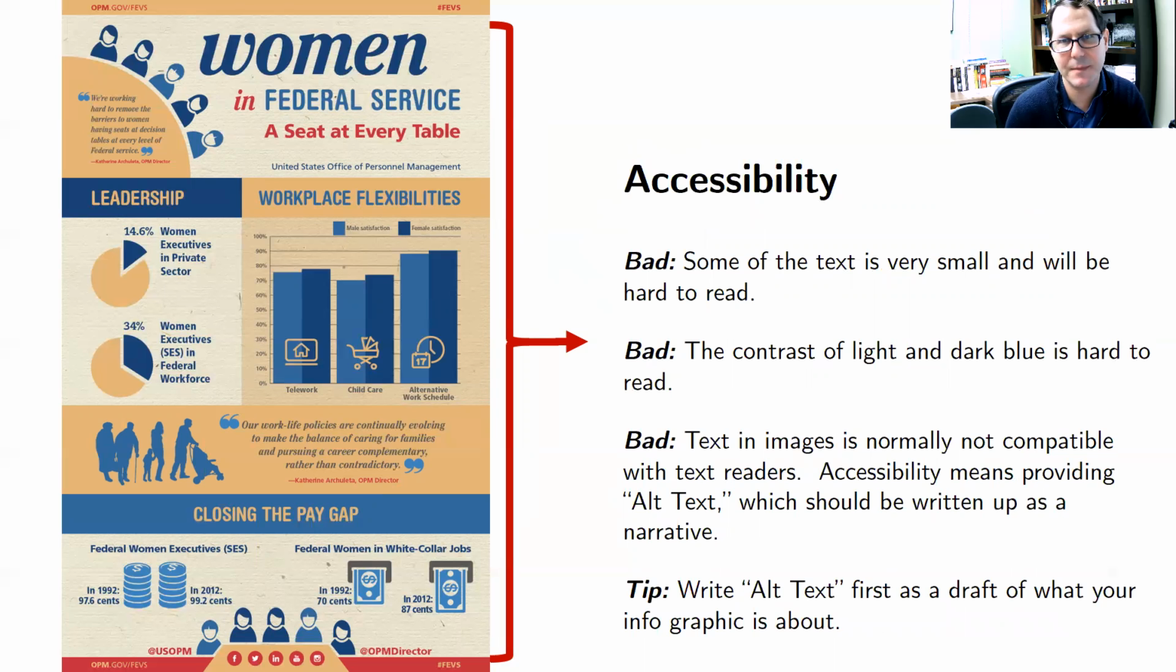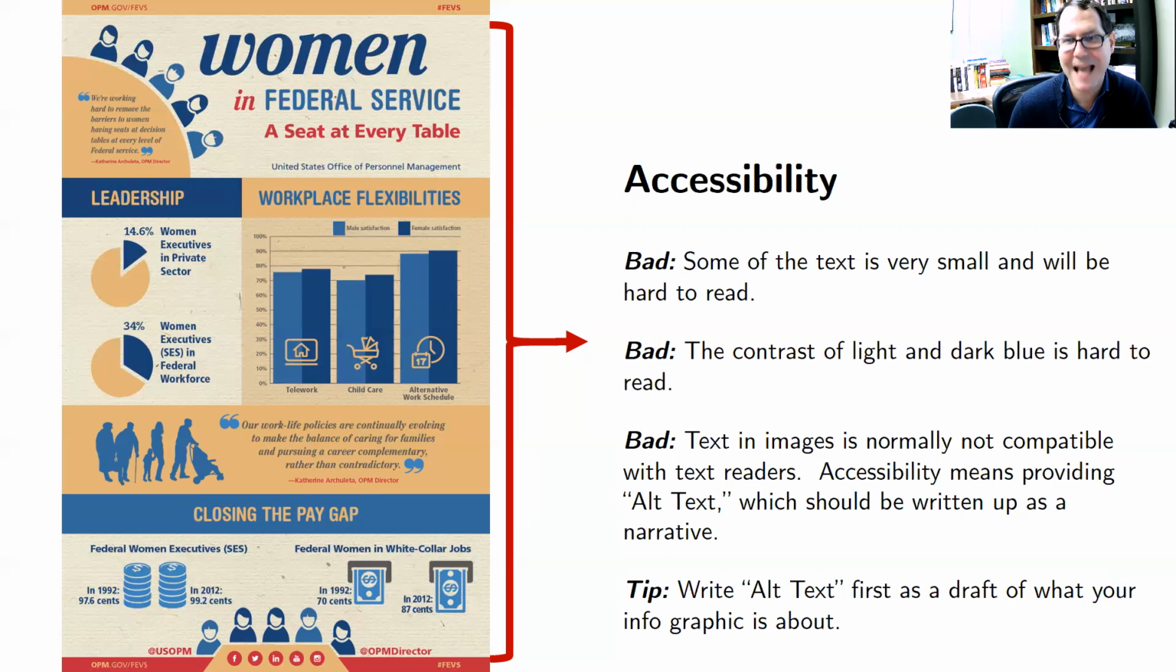And then lastly, I'm going to really pound this idea of accessibility, because I think that this infographic has some real issues there. There are a number of places where the font size is pretty small, and it's going to be hard for somebody with visual impairment to read. Again, I mentioned the contrast between the light blue and the dark blue is not as strong a contrast as you would want for somebody with some visual impairment. That's potentially a problem.